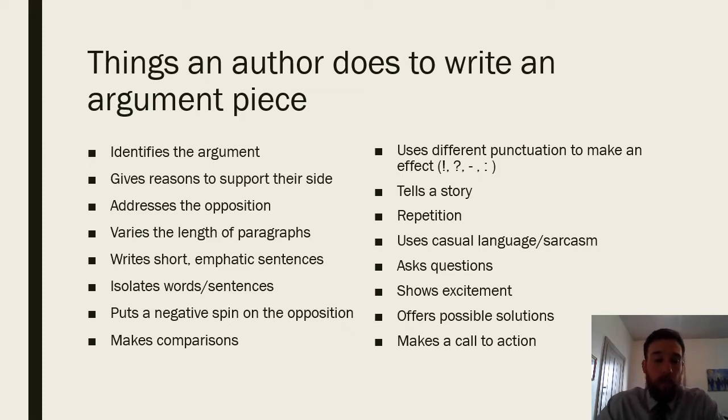Isolating words and sentences, where I take a single word or a single sentence and I put it out on its own, kind of making a 1-sentence paragraph. One thing is kind of attacking the opposition, so putting a negative spin on what their view is or what their side is. This is not always a great way to write, but it does happen, so we'll acknowledge it when we see it in the writing we address. Making comparisons, you might take something from your argument and compare it to something else to help people understand.